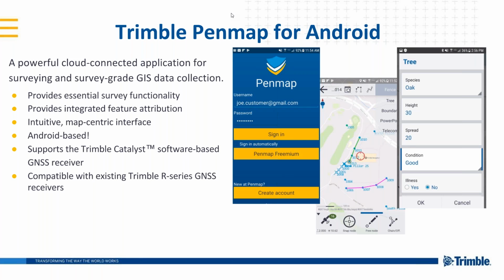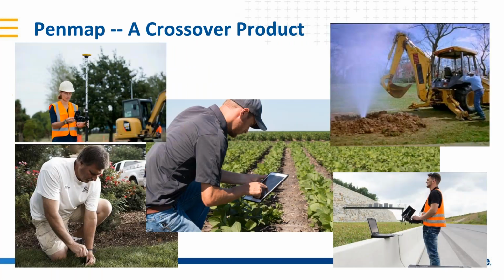Penmap does support Trimble Catalyst, which is our software-based GNSS receiver, and towards the end of the presentation I'll talk a little bit more about what that is and what that means, but for now it's a receiver that's capable of doing accurate positions all the way up through more GIS grade positions. Penmap is also compatible with existing Trimble R-Series GNSS receivers, making it a very flexible platform.